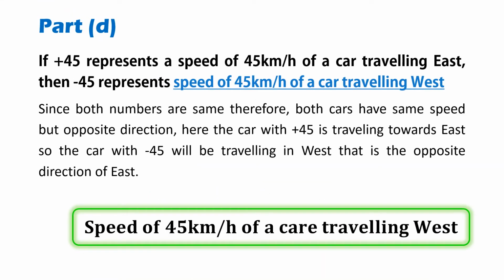Part D. Since both numbers are the same, both cars have the same speed but opposite direction. Here the car with plus 45 is traveling towards east, so the car with minus 45 will be traveling west, that is the opposite direction of east. Therefore, if plus 45 represents a speed of 45 km per hour of a car traveling east, then minus 45 represents a speed of 45 km per hour of a car traveling west.